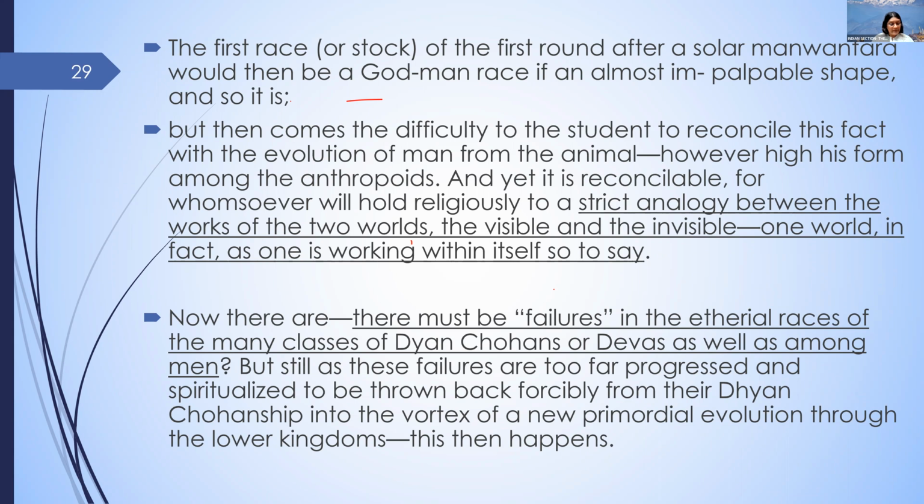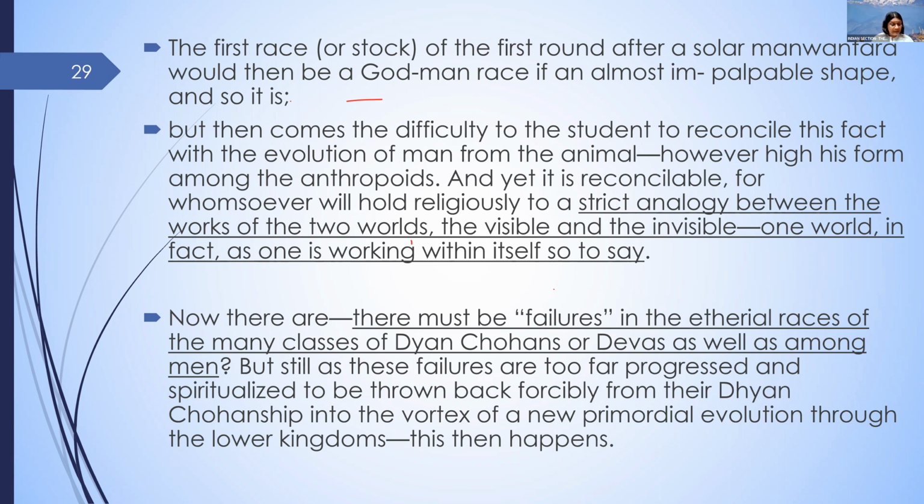The last point. Now there must be failures in the ethereal races of the many classes of Dhyan Chohans or Devas as well as among men. But still, as these failures are too far progressed and spiritualized to be thrown back forcibly from their Dhyan Chohanship into the vortex of a new primordial evolution through the lower kingdoms, then this happens.